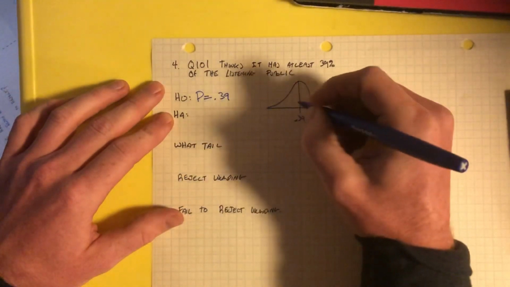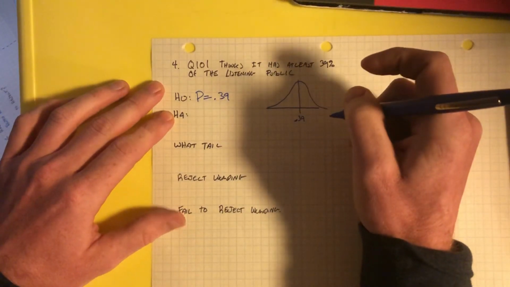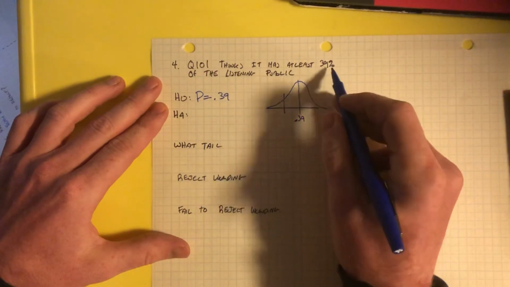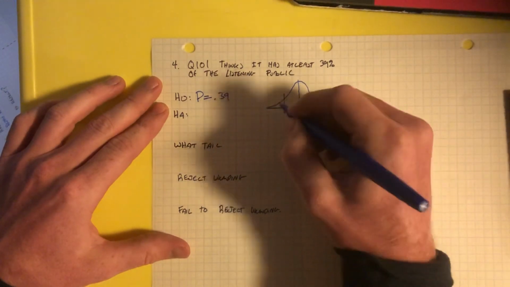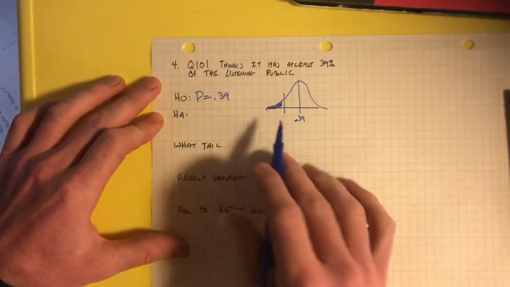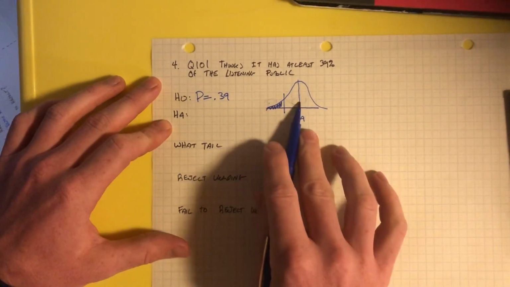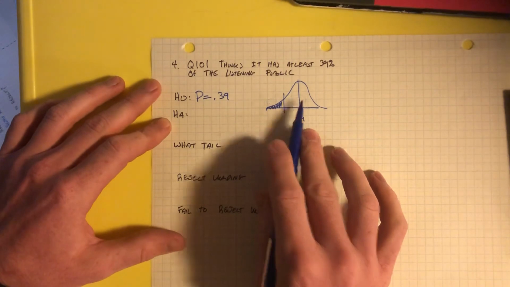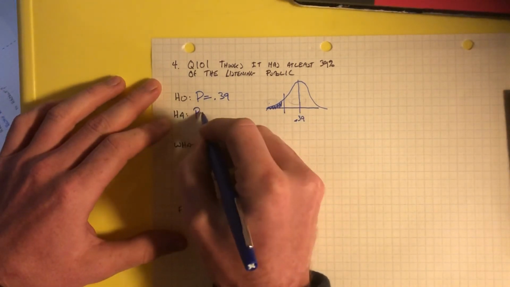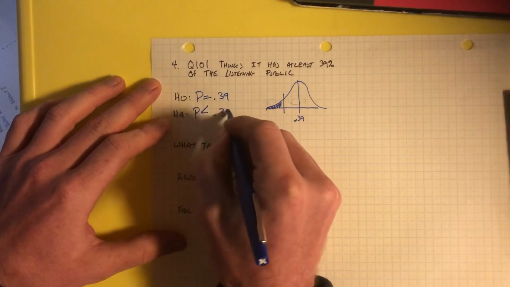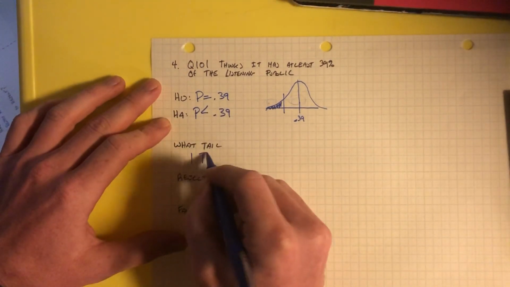And this is a lot like the first one. So it wants at least 39%. So if we get more than 39%, that's going to be great. But if we get less than 39%, I misspoke here, it should be 39%. So anything in this tail is going to cause us to reject H0. Anything in the body here is going to cause us to fail to reject. So this is going to be P is less than 0.39. This is a one tail.